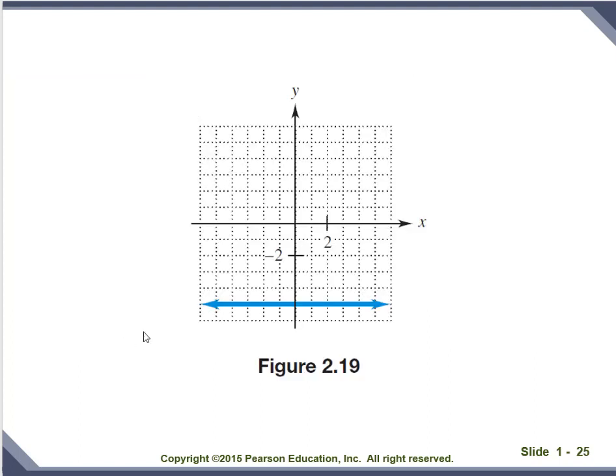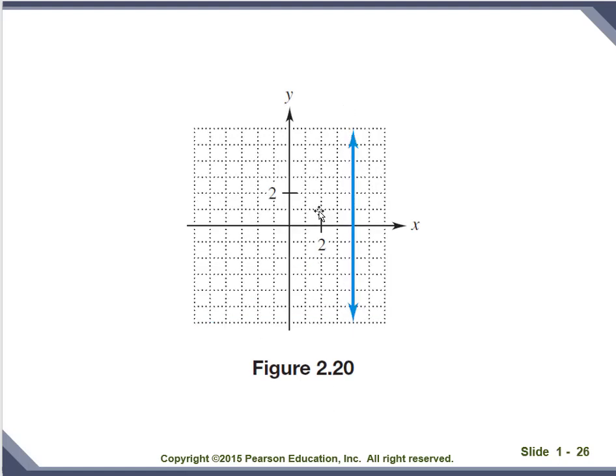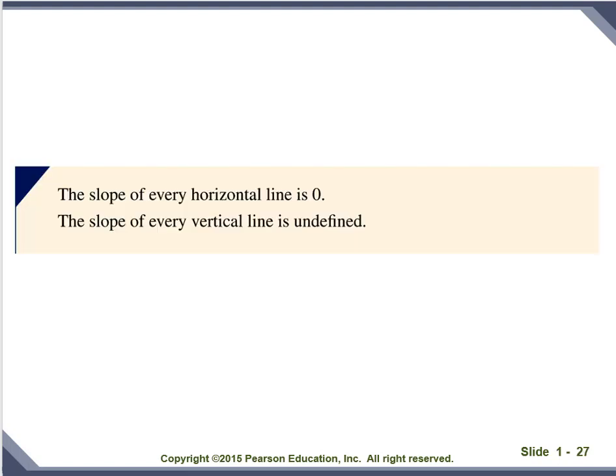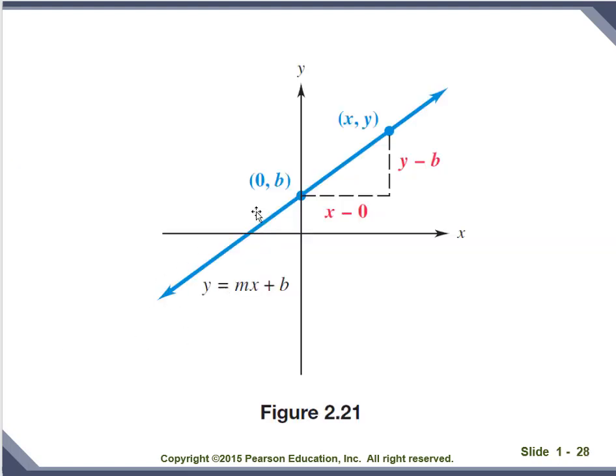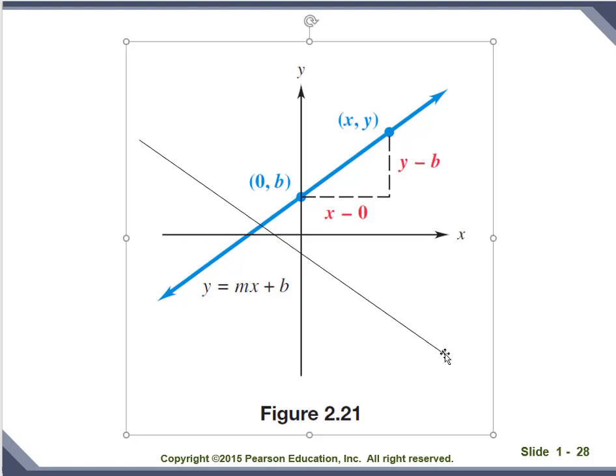Remember that every horizontal line, like this, has slope of 0. Every vertical line, like this, has an undefined slope. Horizontal line, slope is 0. Vertical line, undefined slope. If a line is moving towards the upper right of a page, we say it has positive slope. So this line has positive slope. If instead we had a line that was moving towards the bottom right of the page, like the one I just drew on here, that would have negative slope.